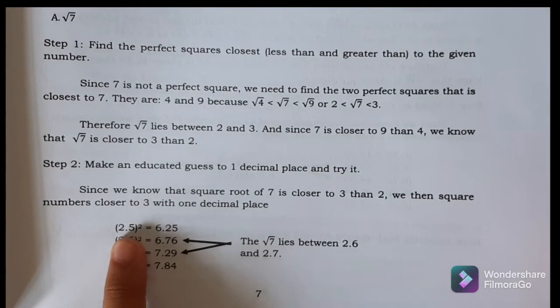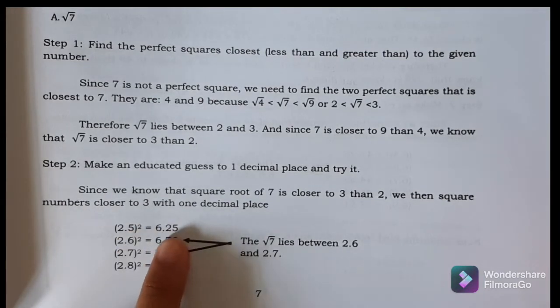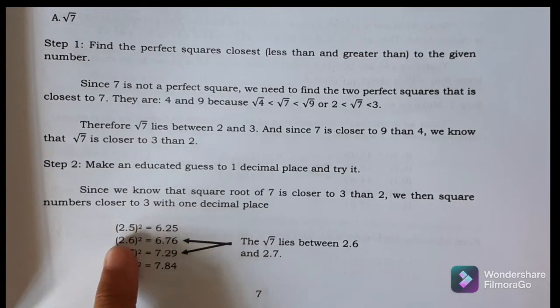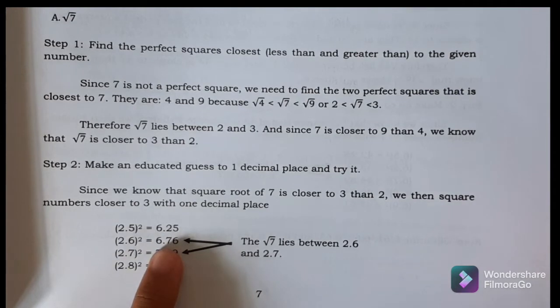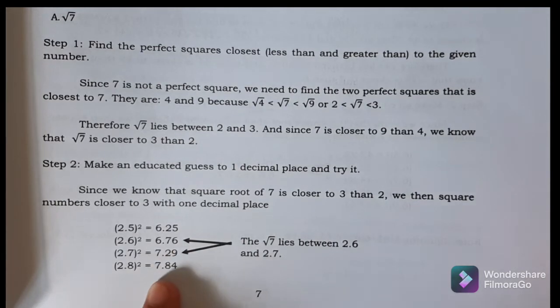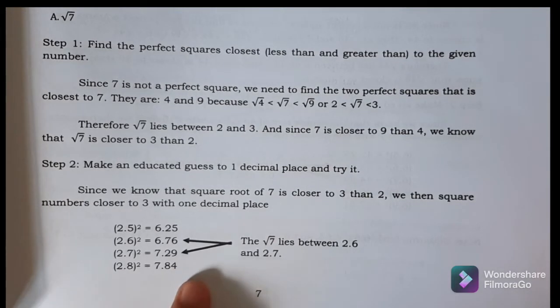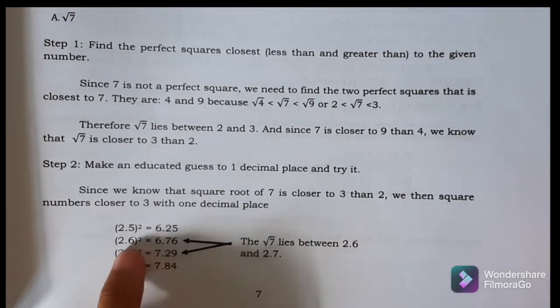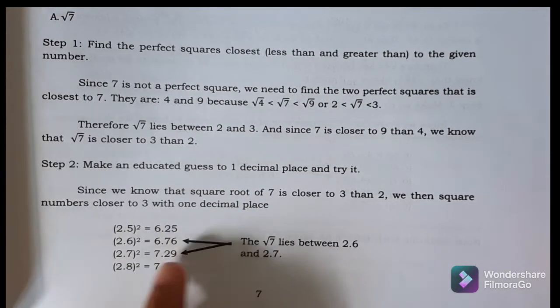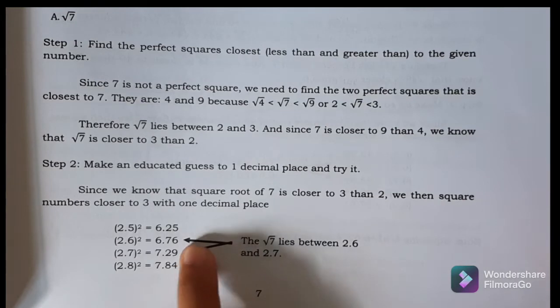So kapag minultiply natin 2.5 sa sarili niya, this will be the product. 2.6 to itself is 6 and 76 hundredths. 2.7 to itself is 7 and 29 hundredths. 2.8 to itself is 7 and 84 hundredths. Now, as we can see, square root of 7 lies between 2.6 and 2.7. Ito yung range niya, diba? Dito natin makikita ang 7.